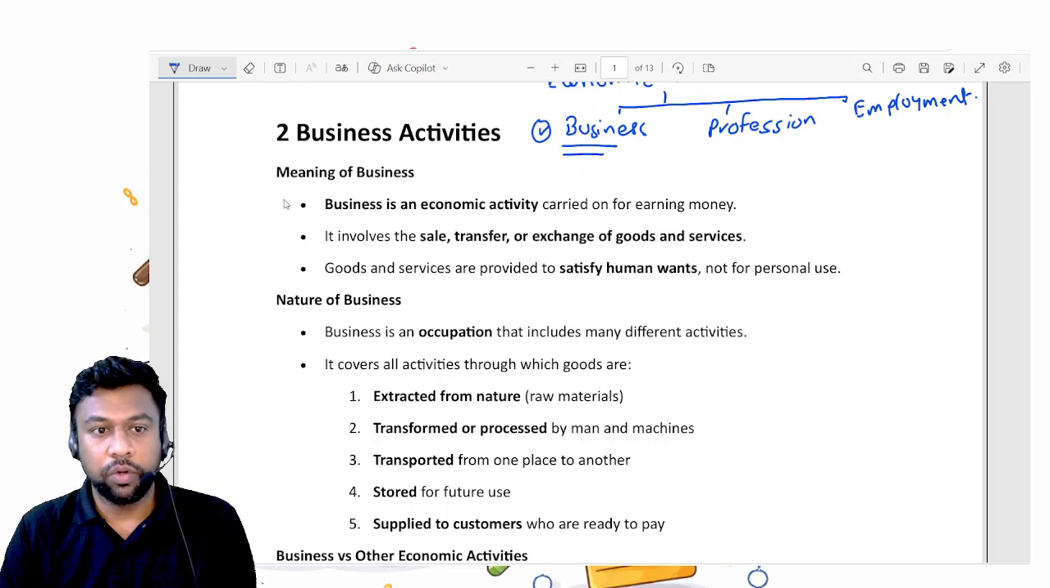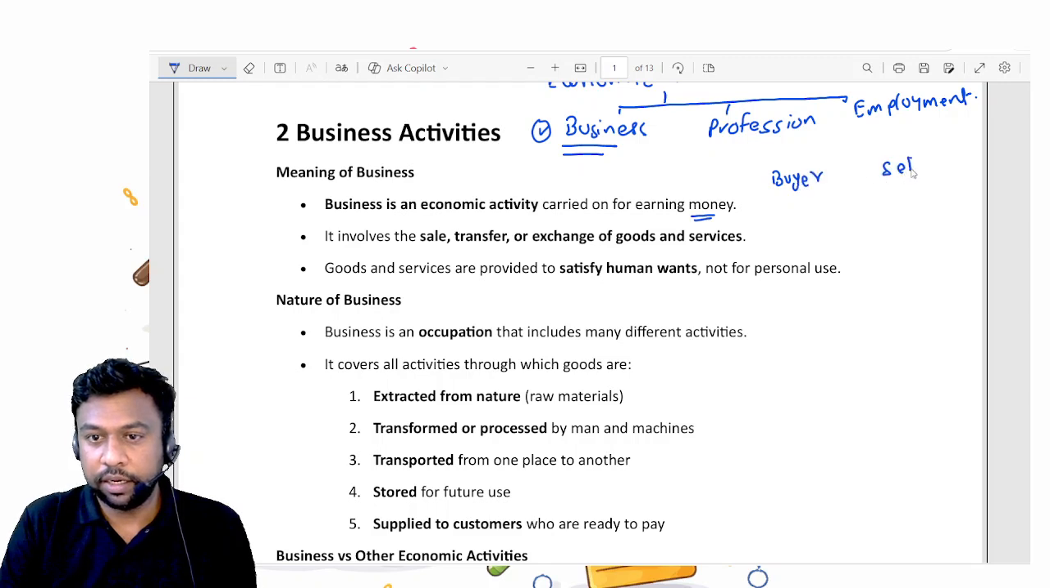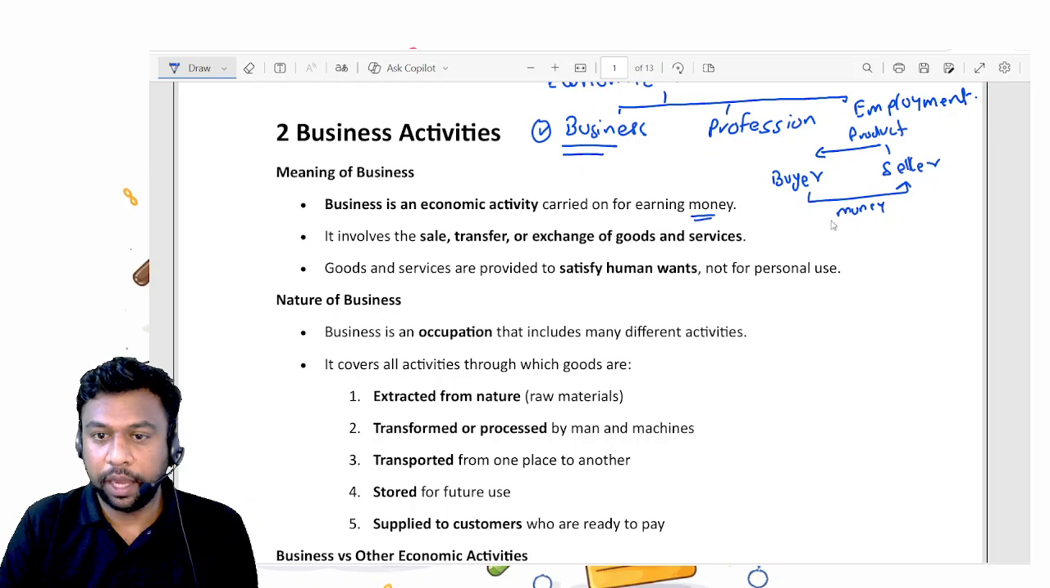For the exam, meaning of business is an economic activity, which we have seen in the last chapter, carried on for earning money. Basically carrying on for earning profits, money and profits. It is economic activity because it involves money. There will be one buyer and one seller. Seller will give product or services, and buyer will pay consideration, which is money. In very formal terms we call it consideration.